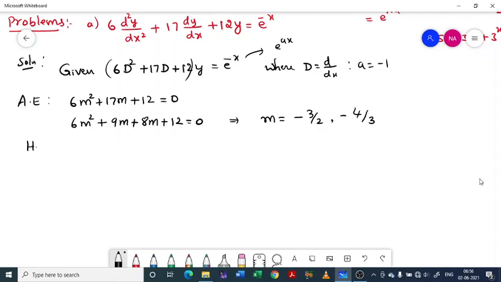Hence yc equal to c1 e power minus 3x by 2 plus c2 e power minus 4x by 3. Sorry, that is the complementary function, right? So what we need to do? We have to find the particular integral, to find yp.